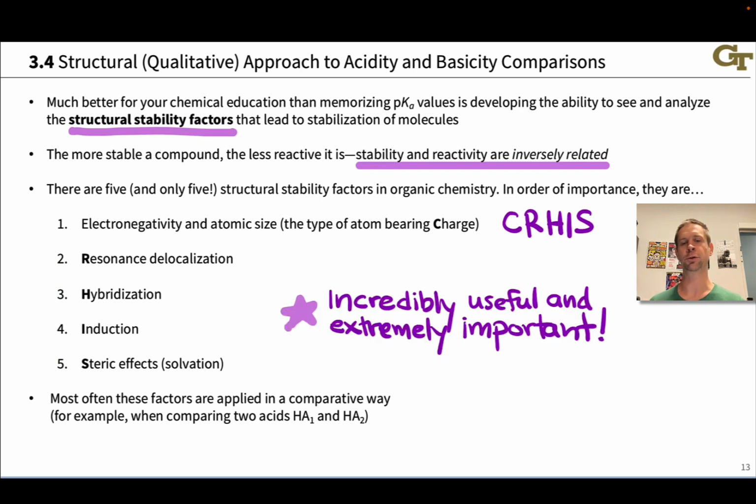And it's incredibly useful and extremely important for this purpose. This is how we think about these stability comparisons rationally. And acidity and basicity is a big context in which we do this.